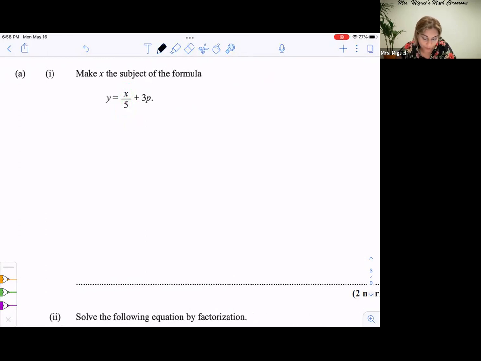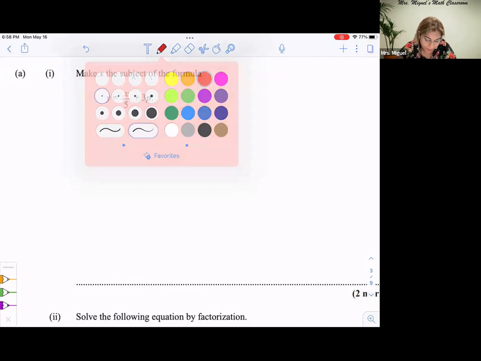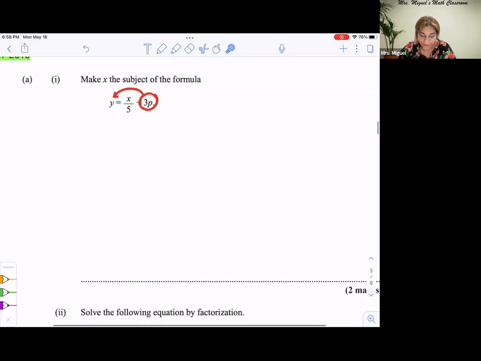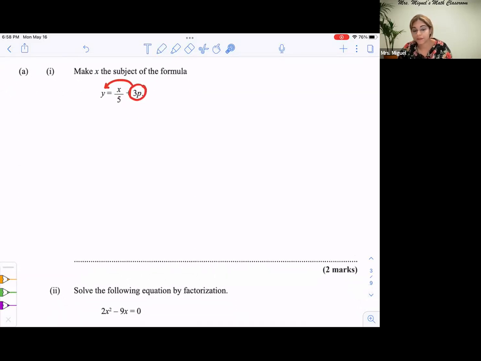Here's what I want you to do. You take down the question. You are moving this 3p first. The sign must change. So move it across and then multiply each side by 5 to make x the subject. So try it. I'm giving you 2 minutes. We want to make x the subject.